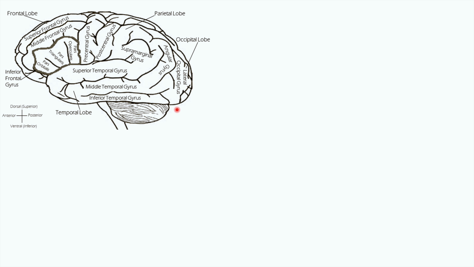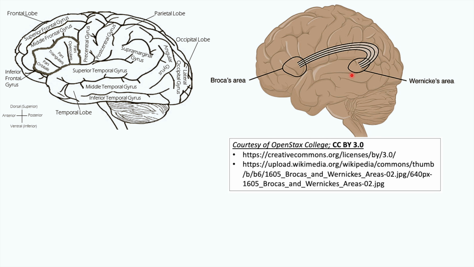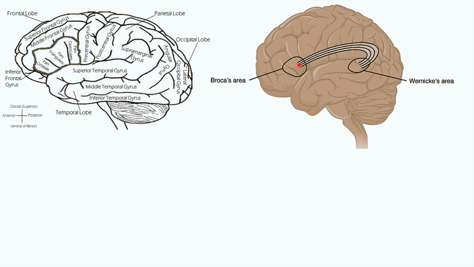So we can see more specific details of the brain in this schematic here. So again, frontal lobe, temporal lobe, parietal lobe, and occipital lobe. And here's another image of the brain showing Broca's area and Wernicke's area. And these two language centers are connected to each other, and we're going to talk about that connection here in a moment. Let's first talk about Broca's area.